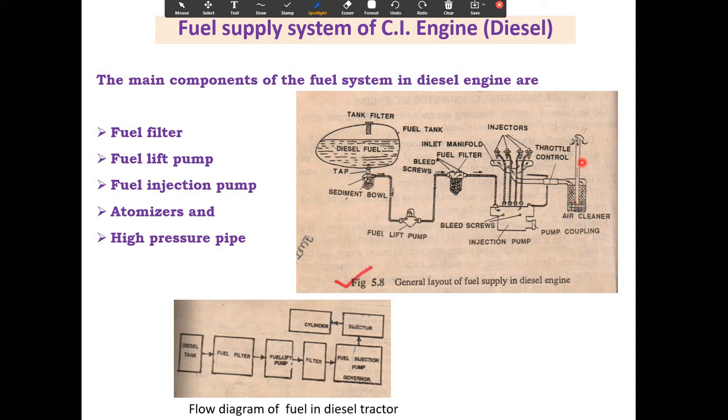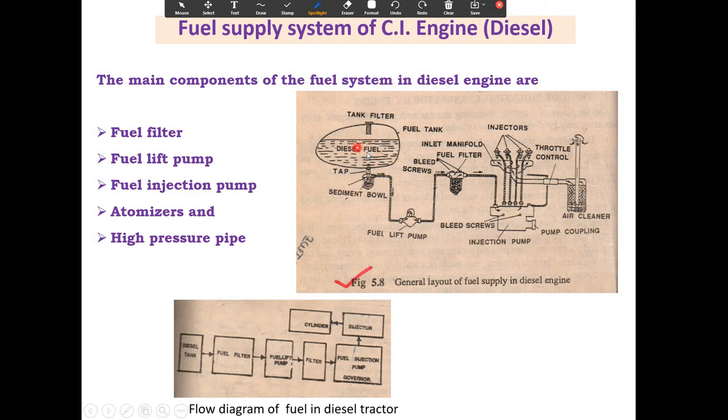You can see here the air cleaners. You know that in a diesel engine, first, air is taken inside the engine cylinder, then it is compressed, and at the end of the compression stroke, fuel is injected into the combustion chamber. So this is the general layout of the fuel supply system of the diesel engine.